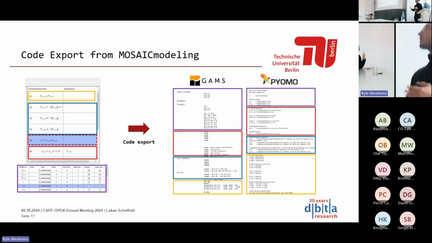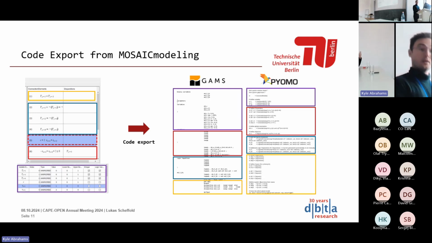I tried this out yesterday. I wanted to calculate a problem that came in a paper. It took me 20 minutes to export GAMS and Pyomo code and prototype it. So this pipeline works. It works quite nicely, quite neatly.